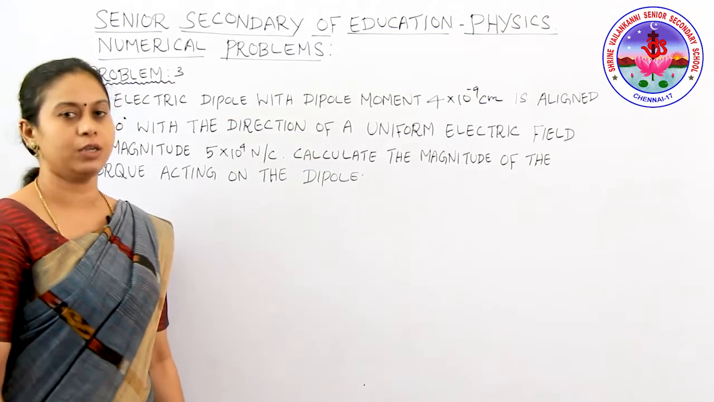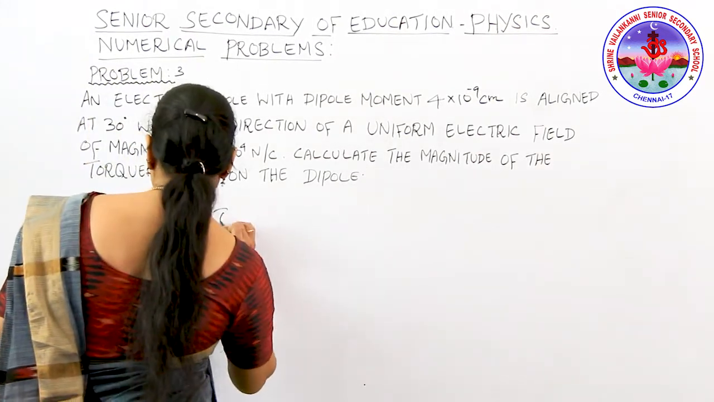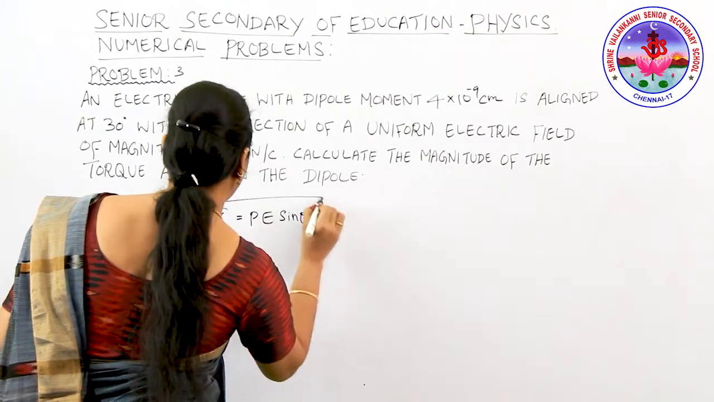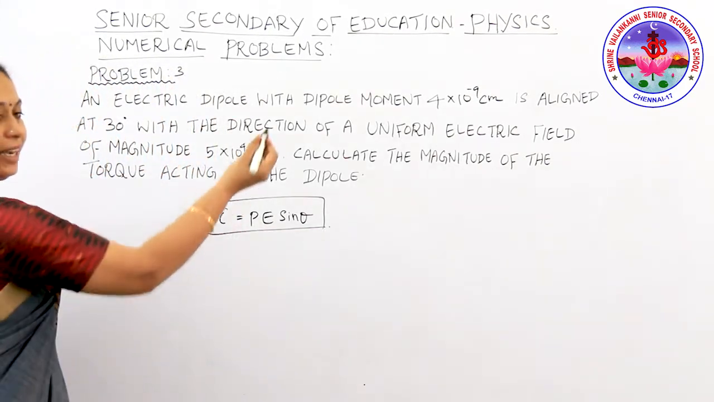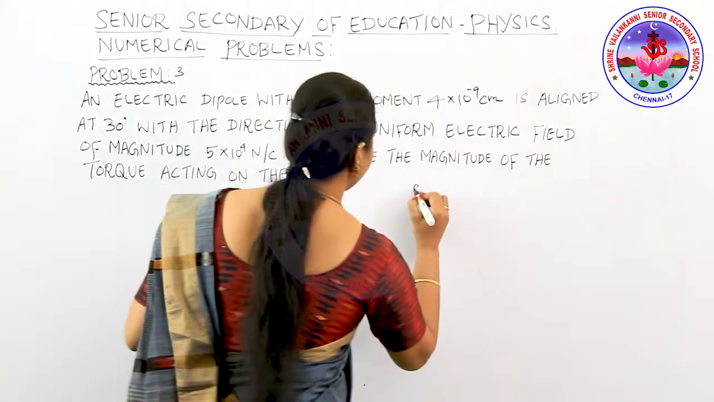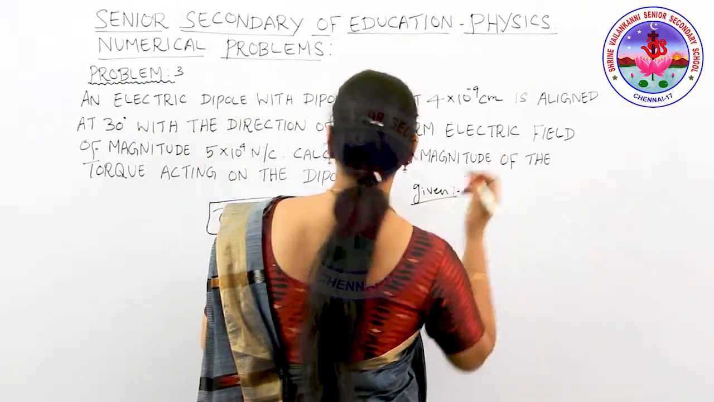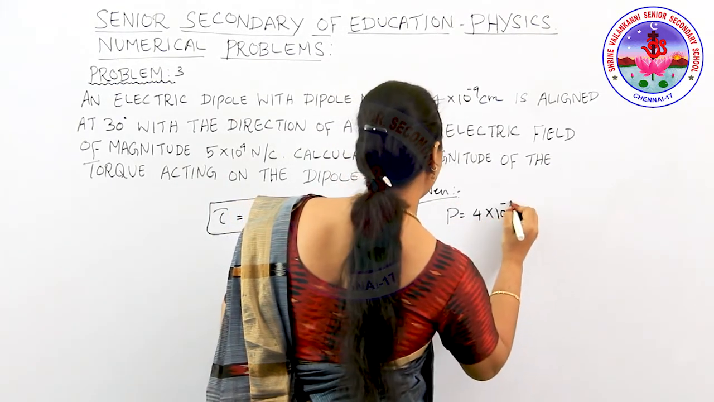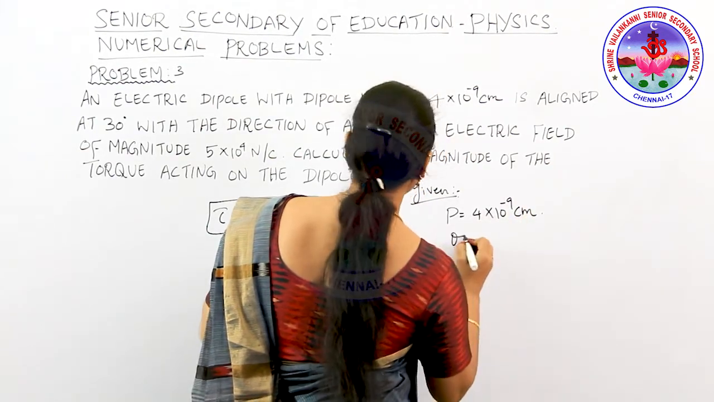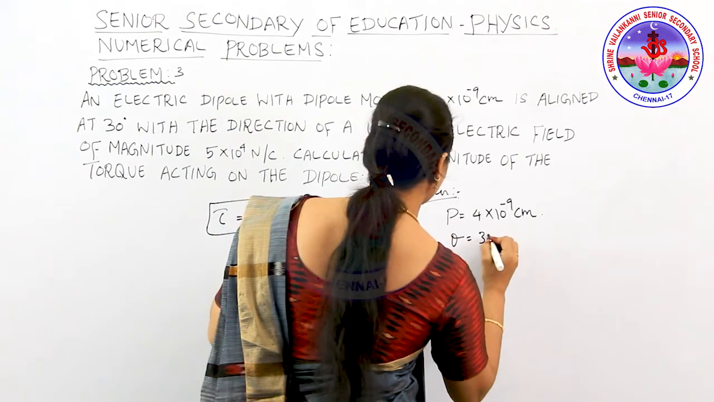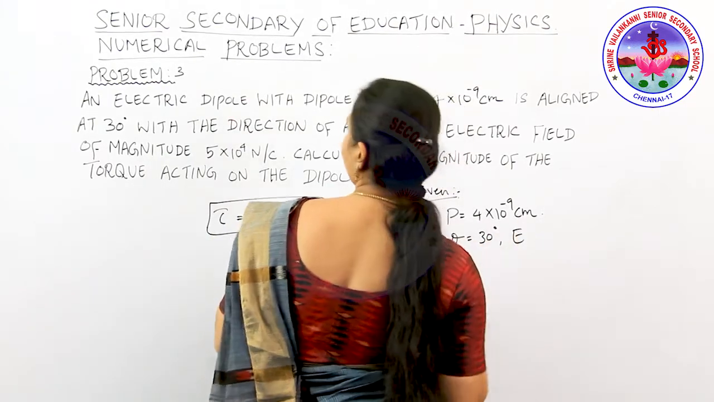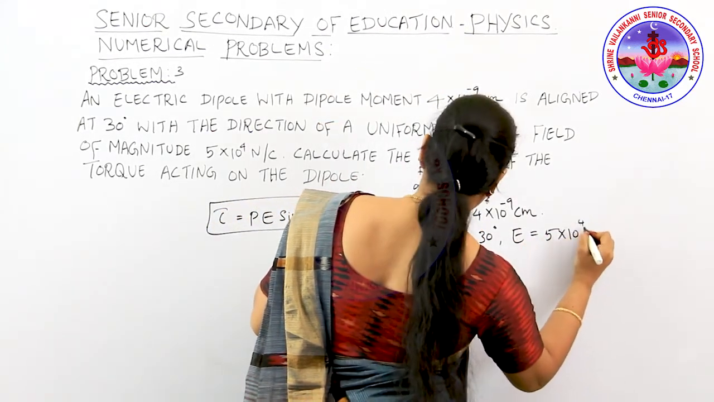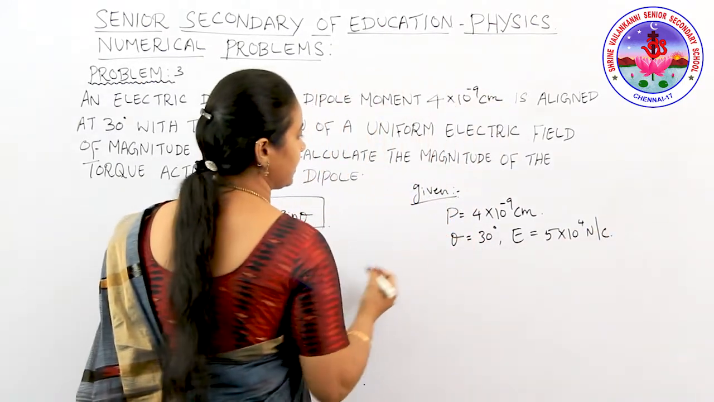What is the formula for the torque? Torque tau is equal to PE sin theta. So this is the formula, and we can write what all they have given. They have given the electric dipole moment P equal to 4 into 10 power minus 9 coulomb meter, and theta, which is aligned at 30 degree, so theta equals 30 degree, and the electric field of magnitude E equals 5 into 10 power 4 Newton per coulomb. So these are all the things they have given.